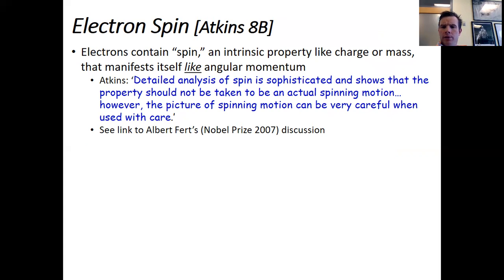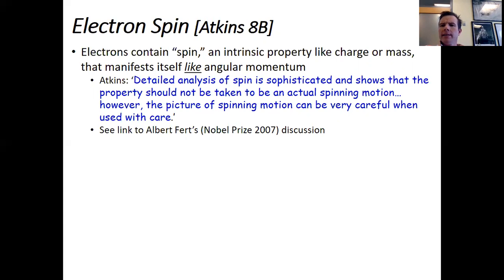What I need to tell you is that electrons contain spin, which is an intrinsic property like charge or mass, and it manifests itself like an angular momentum. So you can imagine that an electron is spinning around its own axis. It is precessing. So it's both whipping around the nucleus and spinning.